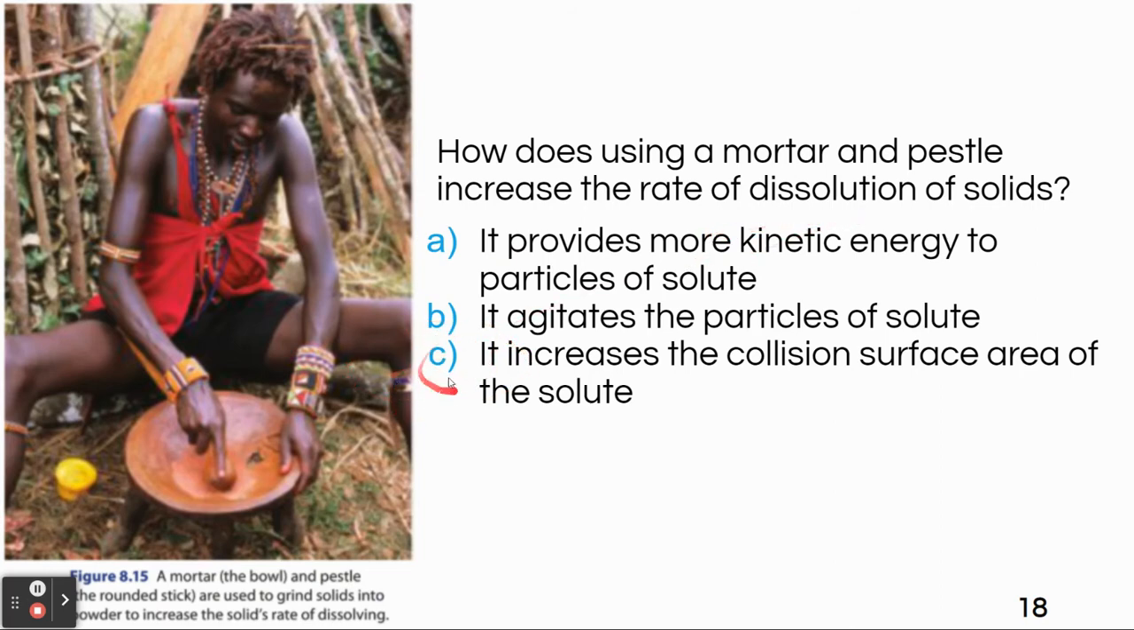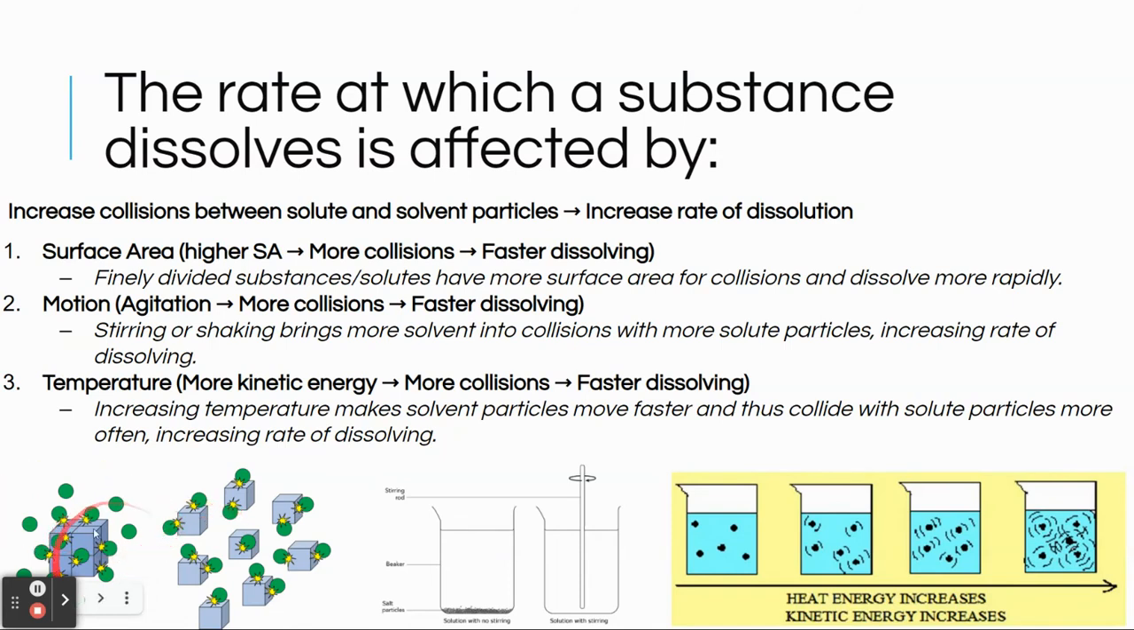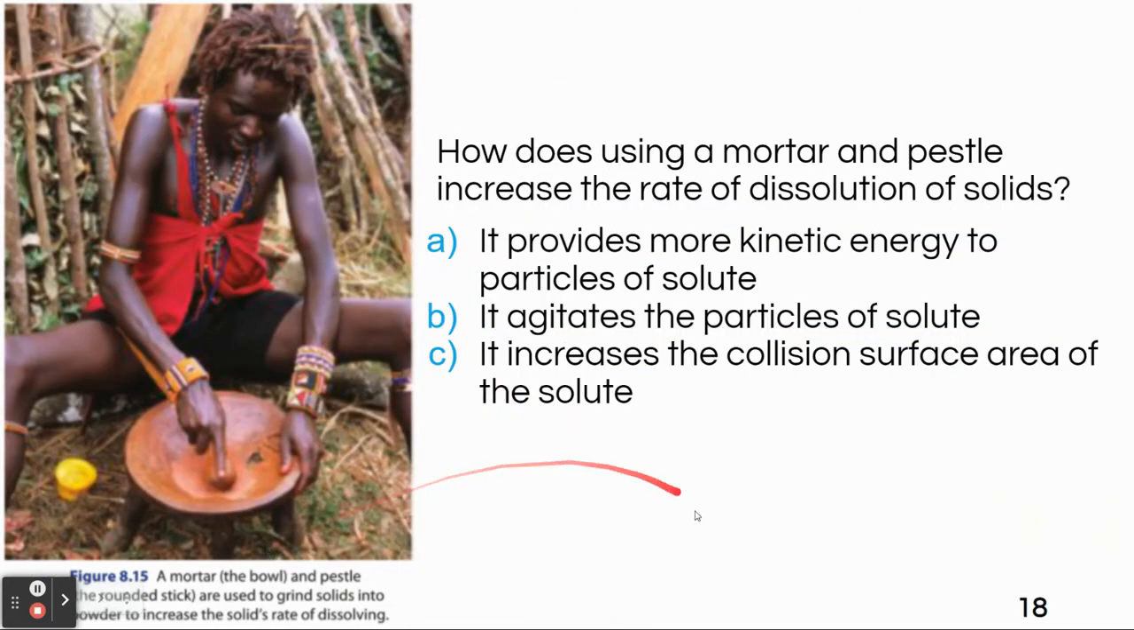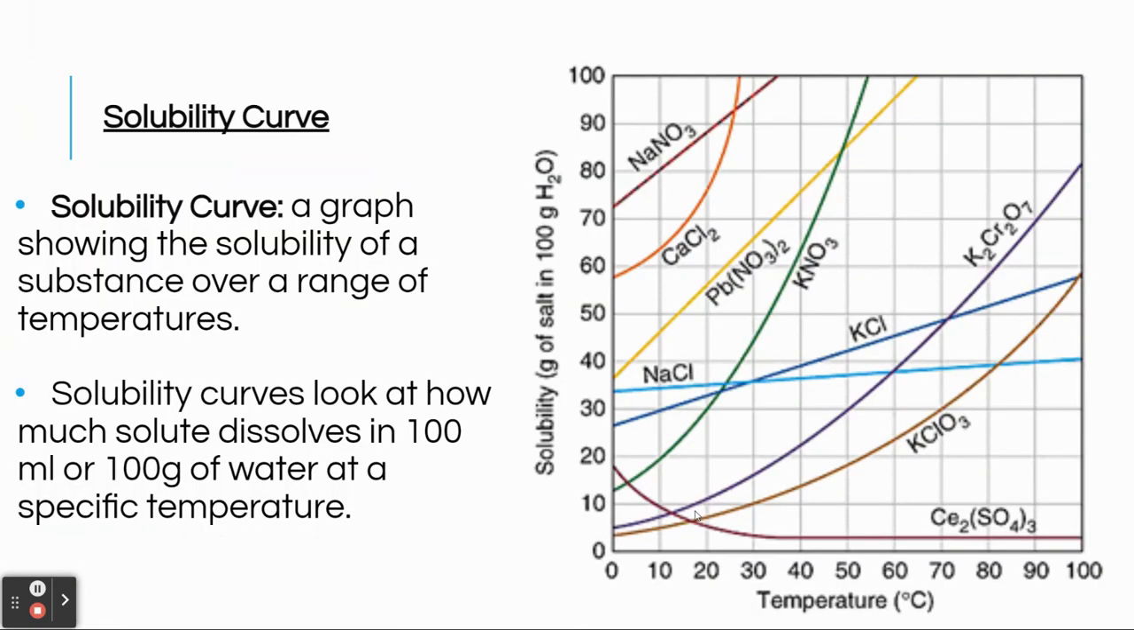Hopefully you chose C. And what we're doing is when we're crushing the solid into a fine powder, we are increasing the surface area, kind of like we saw over here. When you crush a sugar cube, you increase the surface area that's exposed to the solution, and therefore there's more collisions. And so that's what would lead to a faster dissolving of those solids using the mortar and pestle.